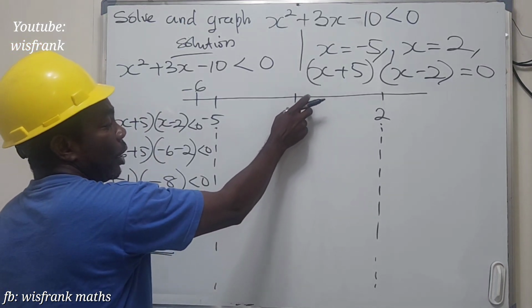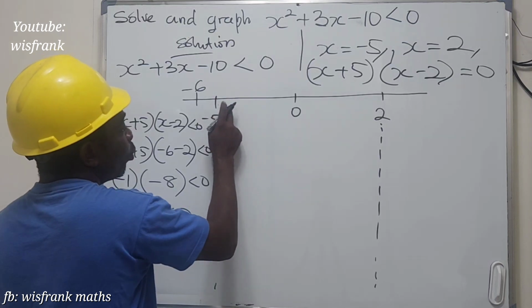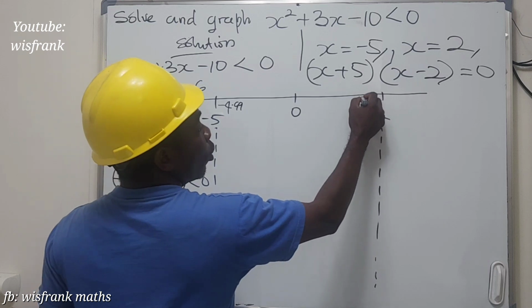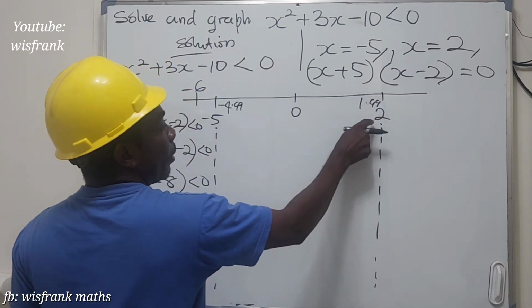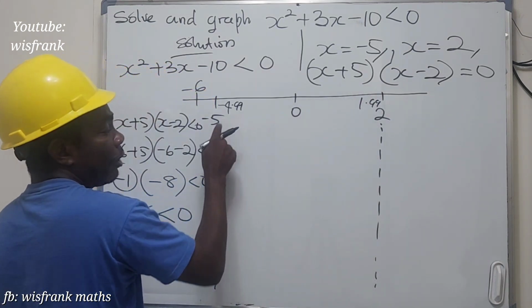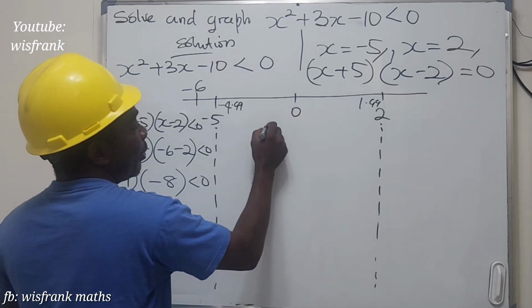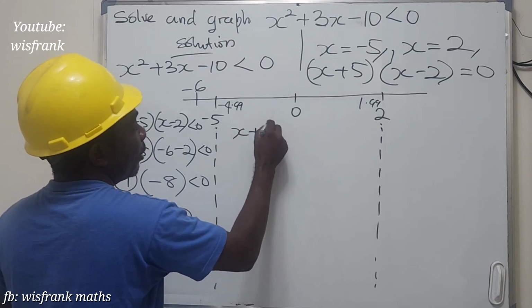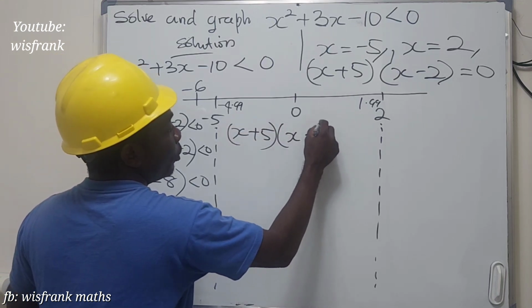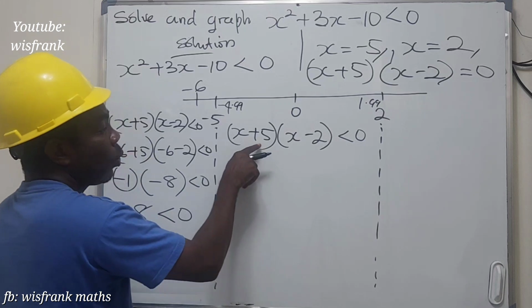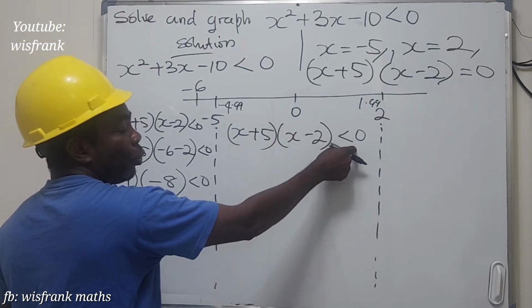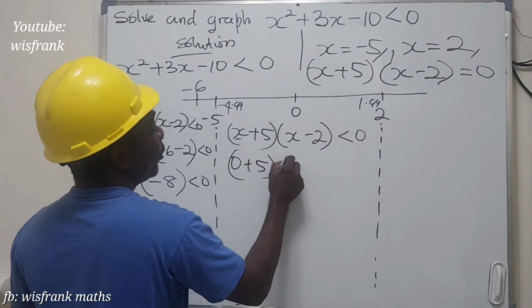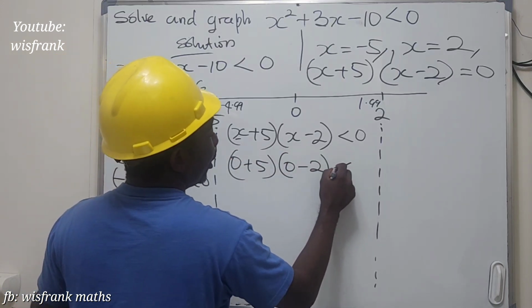So let's take x equals 0, since x will be in between minus 4.999 and 1.999, because 2 and minus 5 are not inclusive. So we have x equals 0. Our inequality is x plus 5 times x minus 2 is less than 0. Will x equals 0 be true on this statement? So our x here is 0 plus 5 times 0 minus 2 is less than 0.